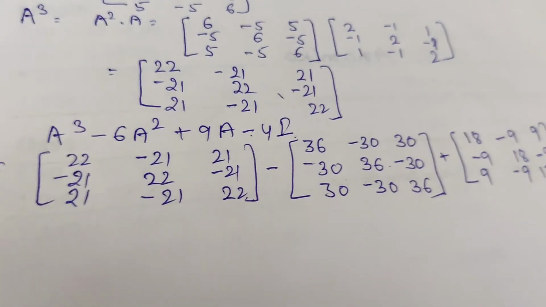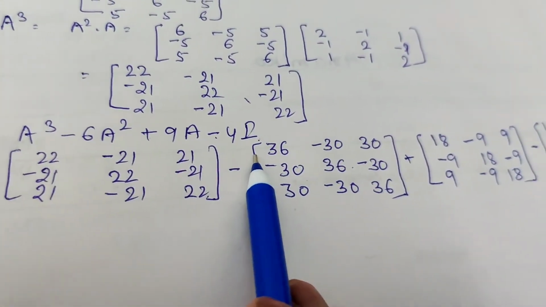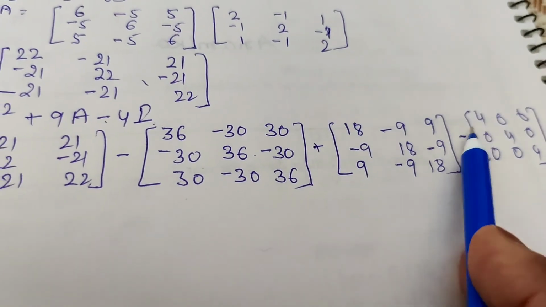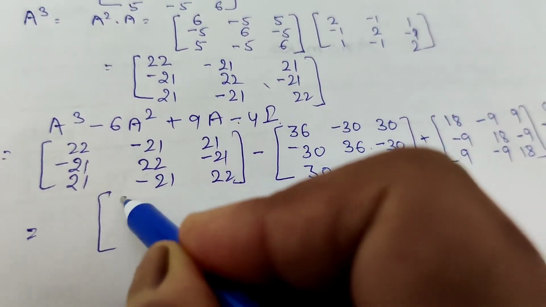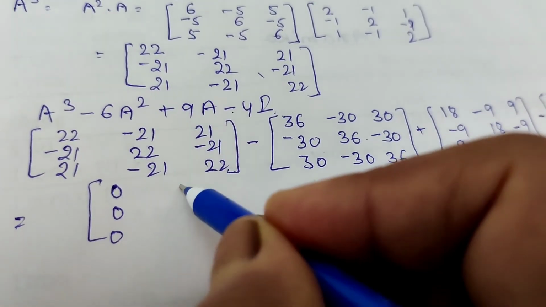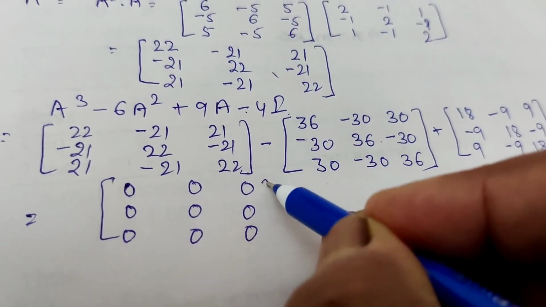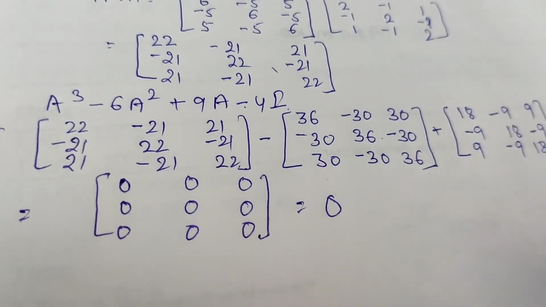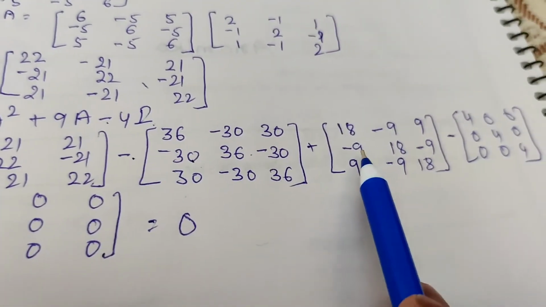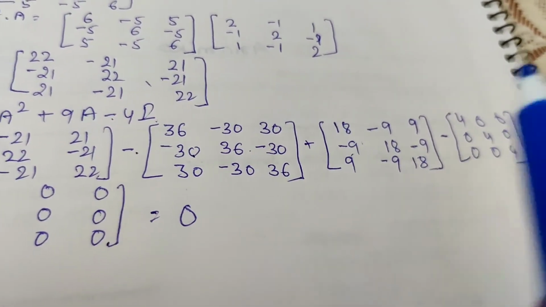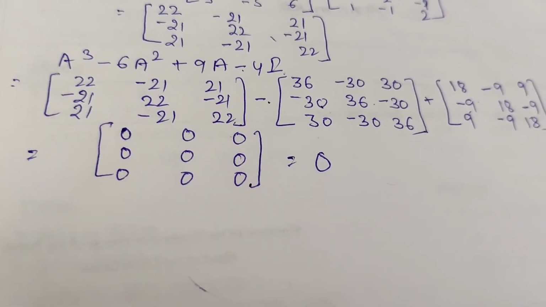Now add the elements. First A11, all the elements: 22 minus 36 plus 18 minus 4. It is 16 minus 16, it will get 0. If we solve, all the elements will be equal to 0. Hence proved, equal to 0. Okay, now you can check. Minus 21 plus 30 minus 9, minus 30, 0. All the zeros.